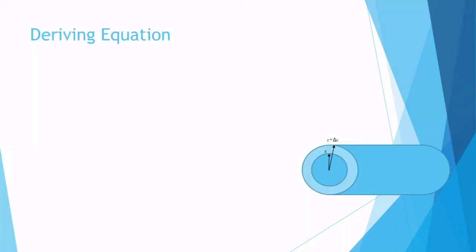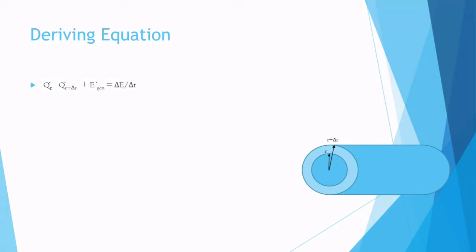Now we are going to be looking at how heat transfers in one dimension from the center of a cylinder outwards. We are going to derive the equation for radial heat transfer by considering the energy balance of a thin ring inside of the cylinder, which has an inner and outer radius of r and r plus delta r.